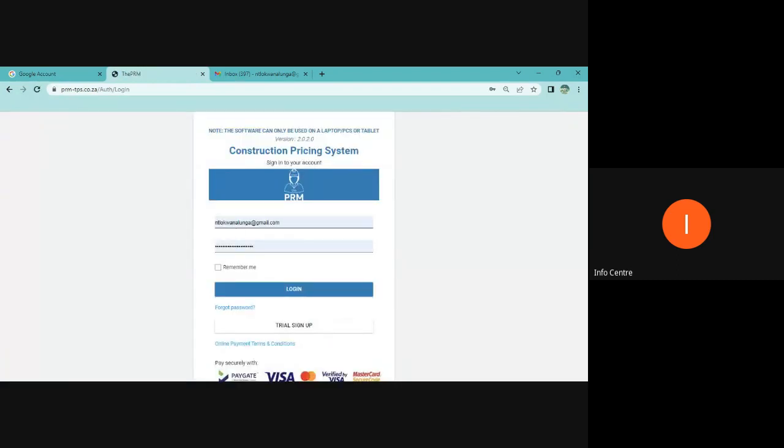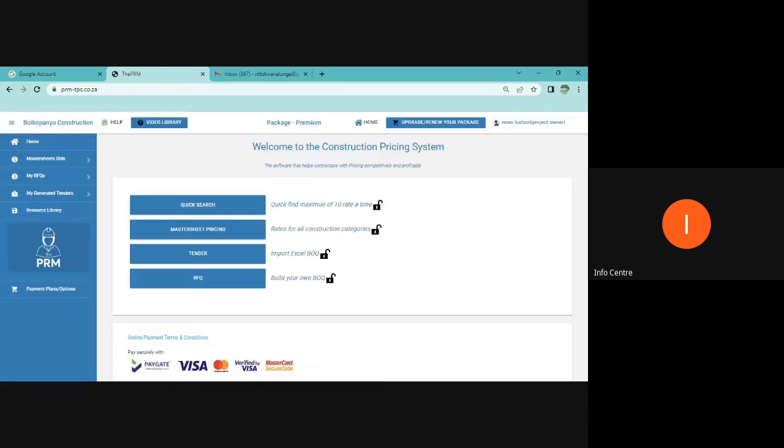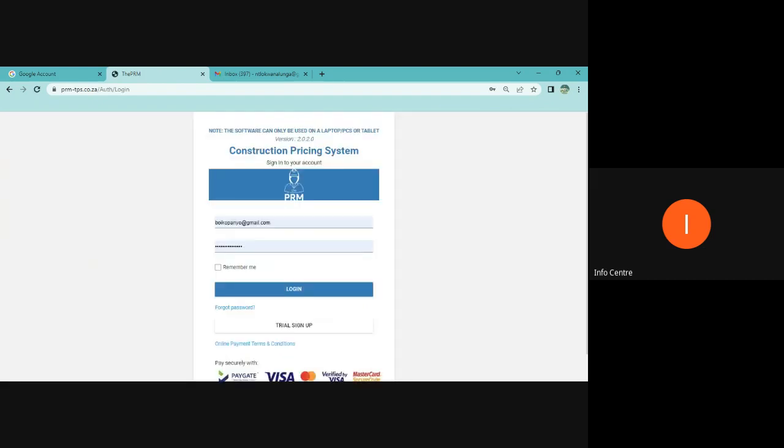So from there, this is my password and this is my username. I can use this one and log in. So before we log in, let me just log out quickly so that I can read something.